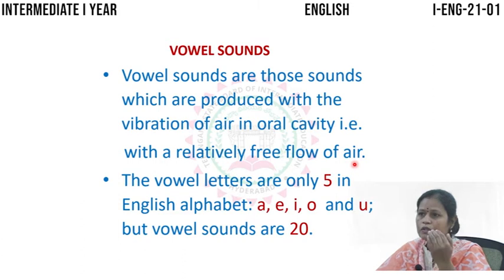When sounds are produced, there will be free flow of air, where there won't be any obstruction when these vowel sounds are coming out of this oral cavity, and we can even observe a vibration in this part, that is the oral cavity. And these vowel letters are 5, that is A, E, I, O, U in the English alphabet. Coming to vowel sounds, they are 20.